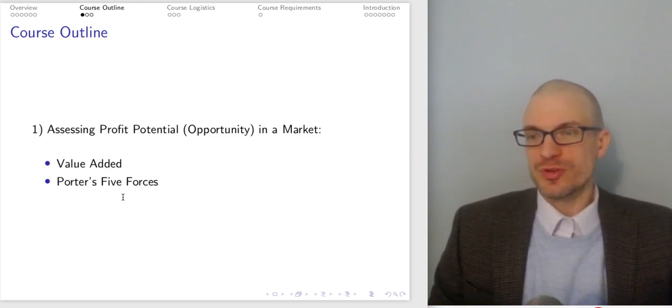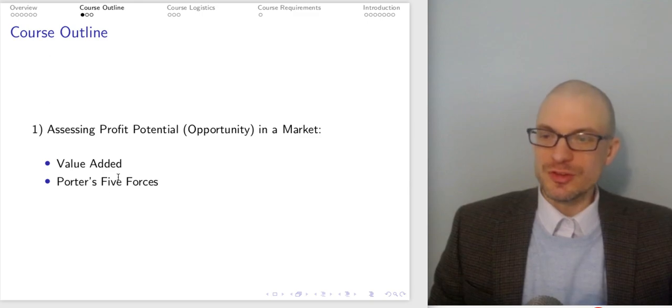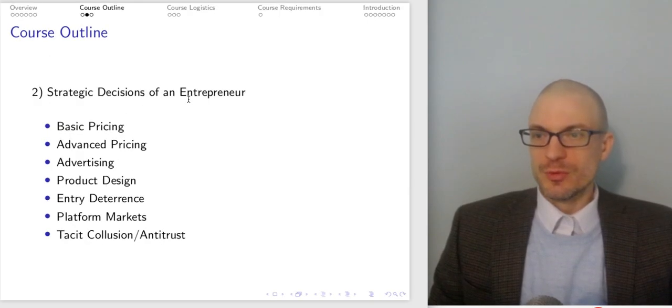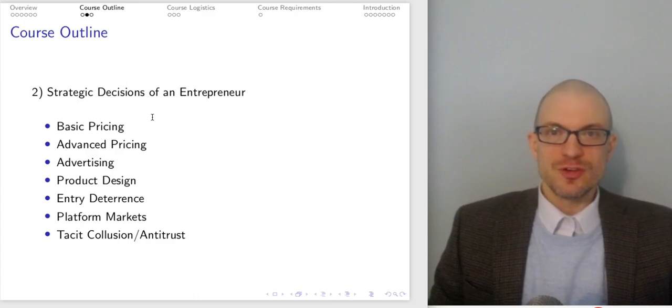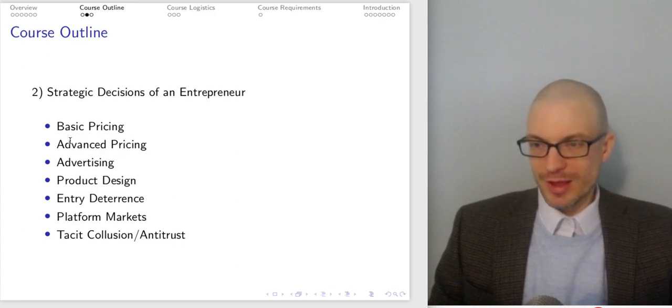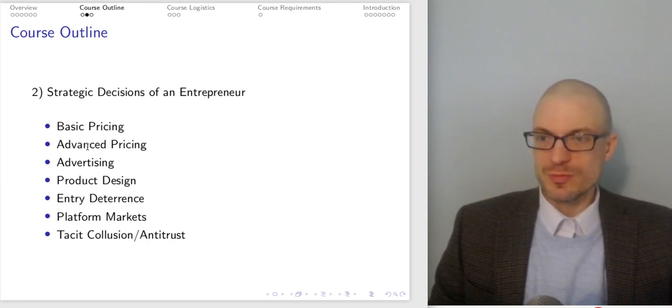We'll think about Porter's 5 forces, and particularly zooming in on the economics aspects of each of those forces. Then we'll think about the strategic decisions of the entrepreneur. We'll think about pricing. So think about standard pricing. We'll think about advanced pricing, like price discrimination, two-part tariff, bundling.